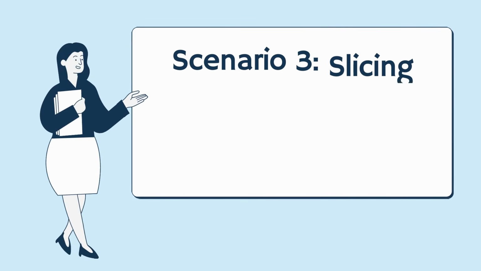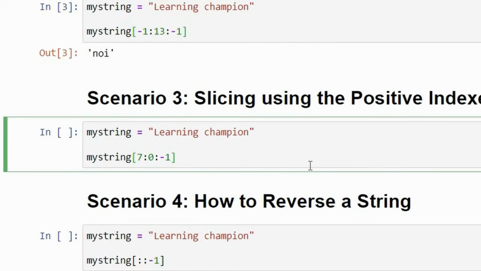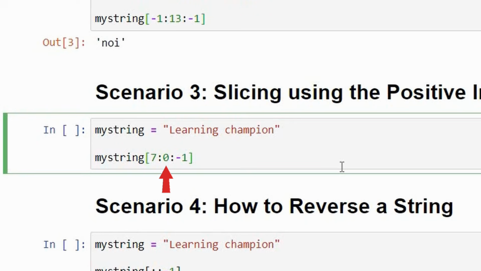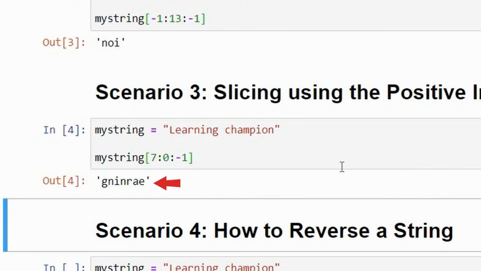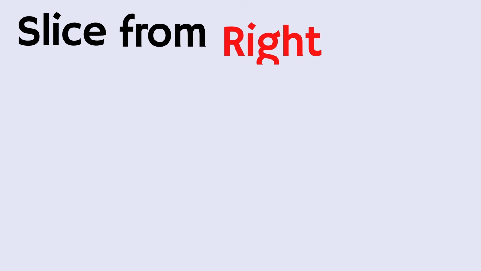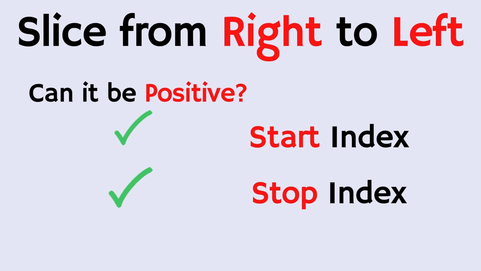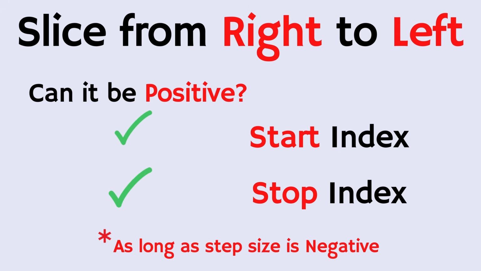Let's move on to the next scenario, which is scenario 3, slicing using the positive indexes and a negative step size. In this scenario, we have written my string 7 to 0 with a step size of -1. And when we execute this command, the output will be a string that will start from the 7th index till the 0th index but will not include the element at the 0th index. Hence, we can also slice the string from right to left using both the positive start and stop index as long as the step size is negative.